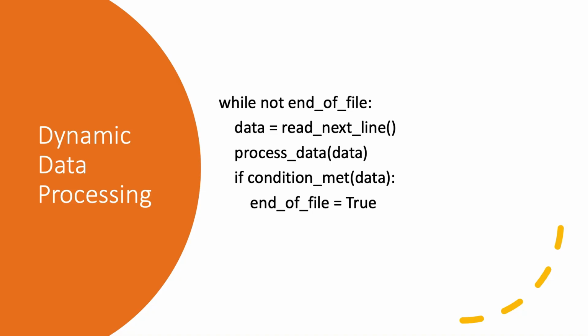This data is then processed using the process data function, which handles the necessary operations on the data, such as parsing, analyzing, or transforming it. And following the data processing step, the loop includes a conditional check, if condition met. Now this condition evaluates whether a specific criteria related to the data has been satisfied. If the condition is met, the variable end of file is set to true, which causes the loop to terminate.